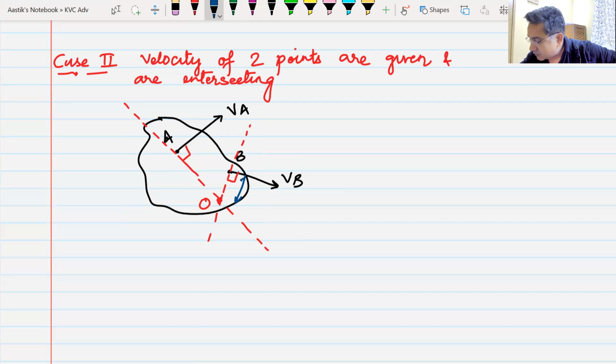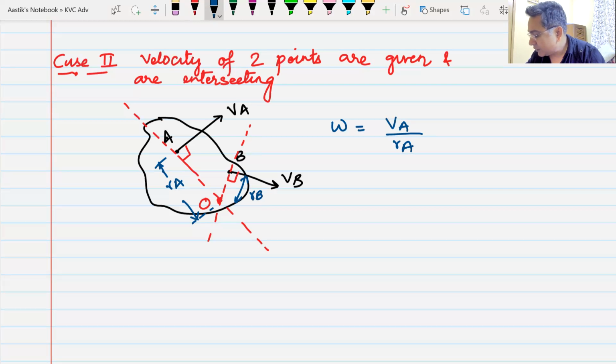This distance, let me call it the distance of point B, RB, from the instantaneous center of rotation. This distance you can call RA. Now remember, this angular velocity omega will be equal to magnitude of VA divided by RA. That should be equal to magnitude of VB divided by RB. Because VA will be equal to omega into RA and VB will be equal to omega into RB. Everyone understand this? Yes, sir.